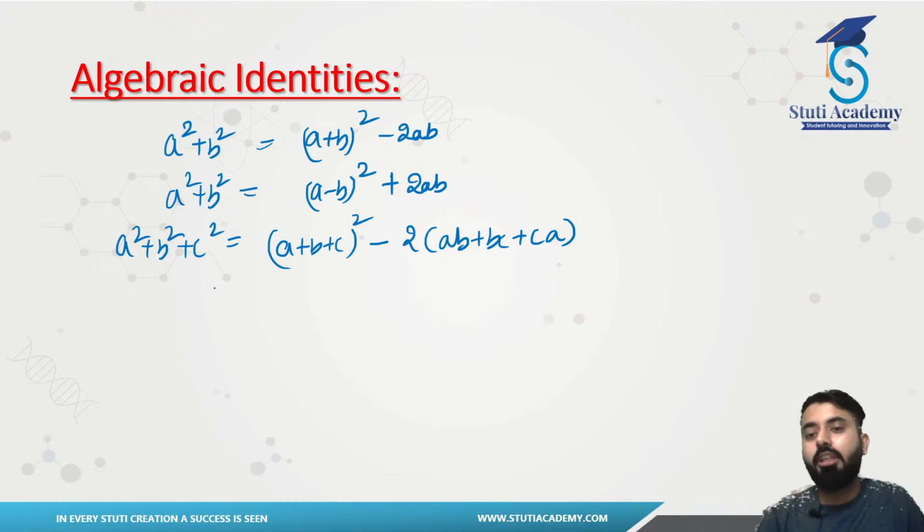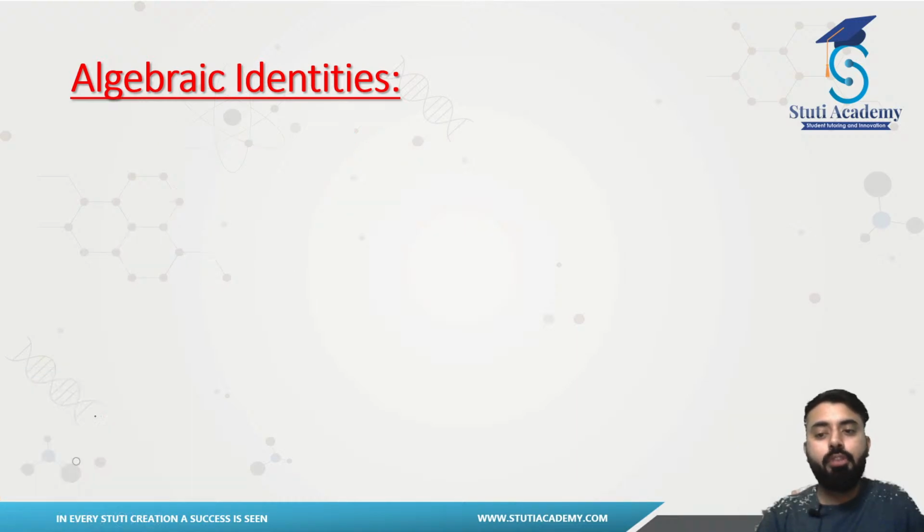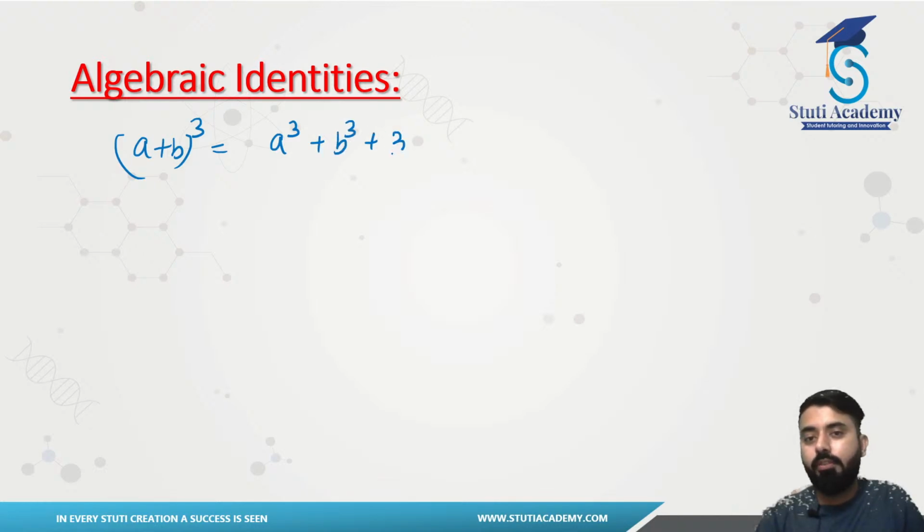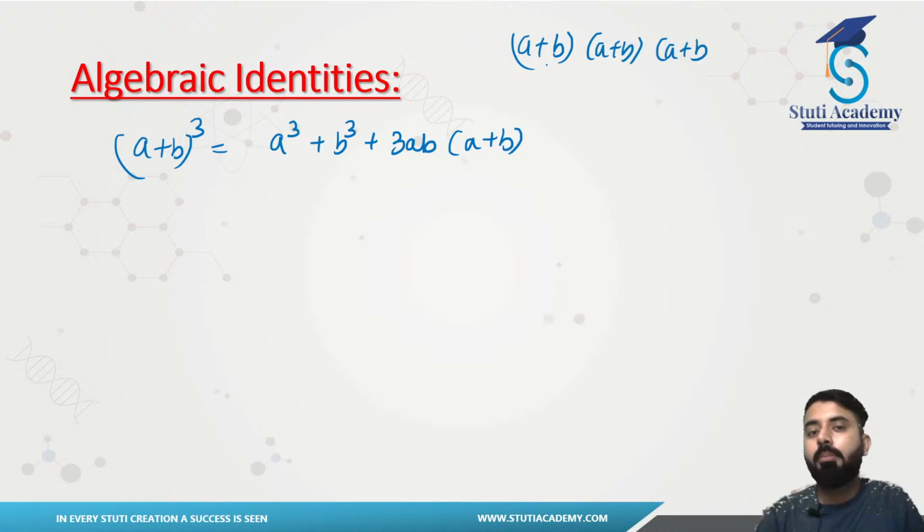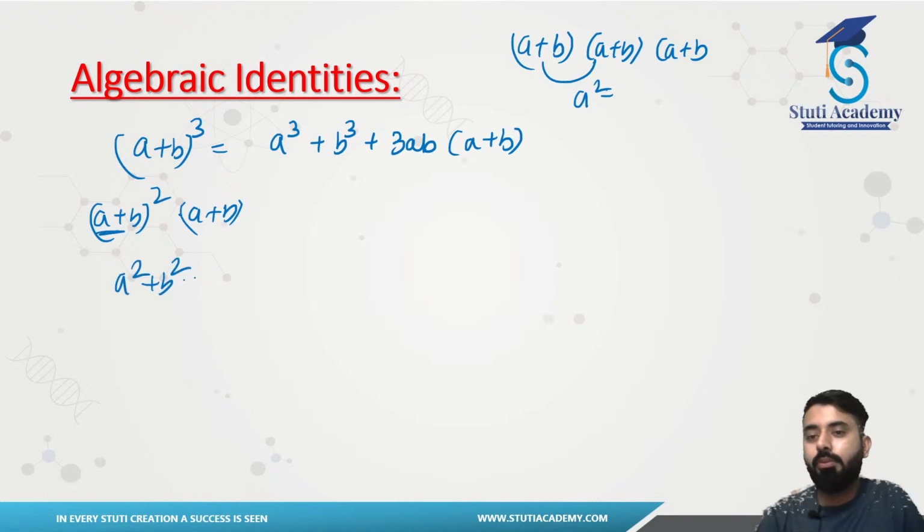Now I'm going to jump to the cubic identities here, so I'm going to erase this. (a plus b) whole cube is a cube plus b cube plus 3ab into (a plus b). You can use (a plus b) into (a plus b) into (a plus b), multiply two of them. I know it will be (a plus b) whole square into (a plus b), and (a plus b) whole square is a square plus b square plus 2ab. I have to multiply this with (a plus b).